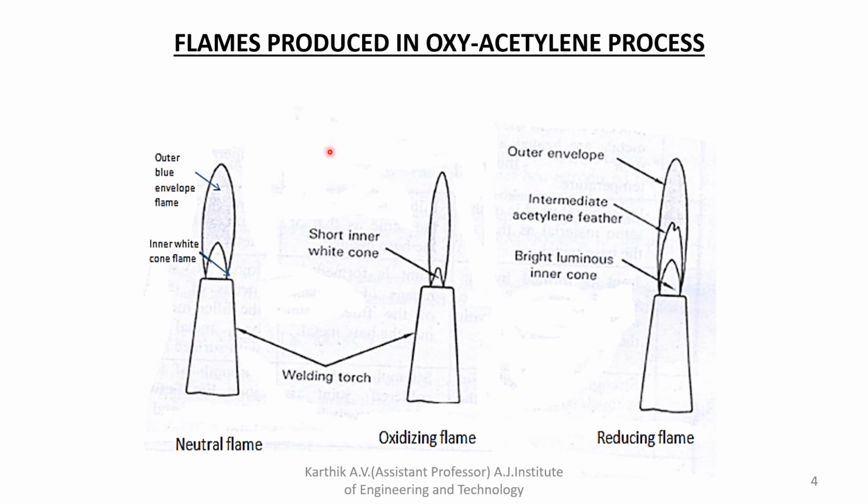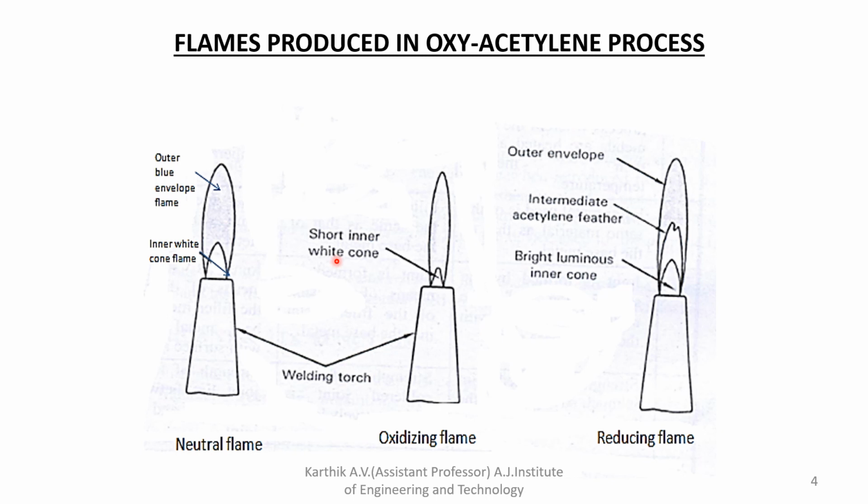So the next one is the oxidizing flame. What is the oxidizing flame? Here the oxygen content is higher compared to acetylene gas. So if we use around 30% acetylene gas along with 70% oxygen, then you can observe this type of flame in the torch.